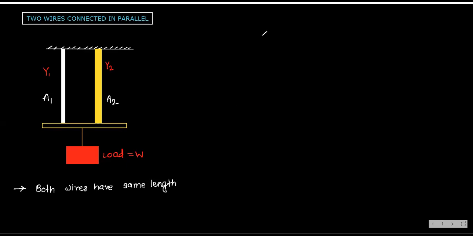So what happens when both the wires have same length? Strain produced in the two wires is same. Yes, so the strain produced in both wires is same, but will stress be same? No, stress will not be same.